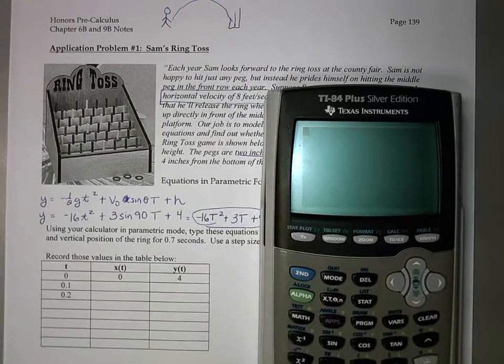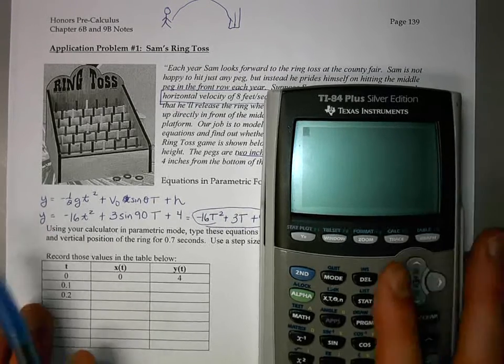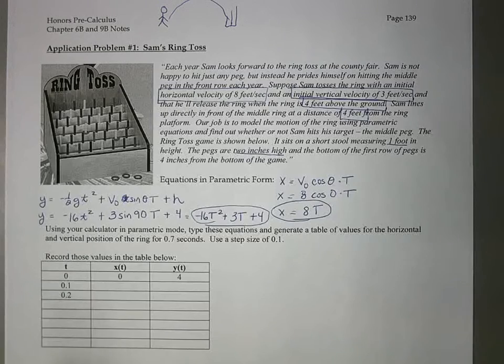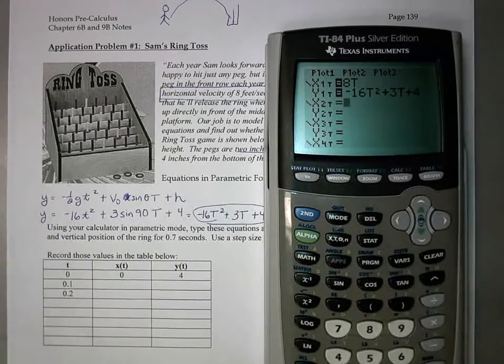Now that we've got our initial equations, we can plug them into parametric form and then do some analysis to see, is Sam going to get the ring around the peg? So let's start by plugging in x equals 8t and y equals negative 16t squared plus 3t plus 4 into our calculator. I've already done that ahead of time. So there's 8t and negative 16t squared plus 3t plus 4.